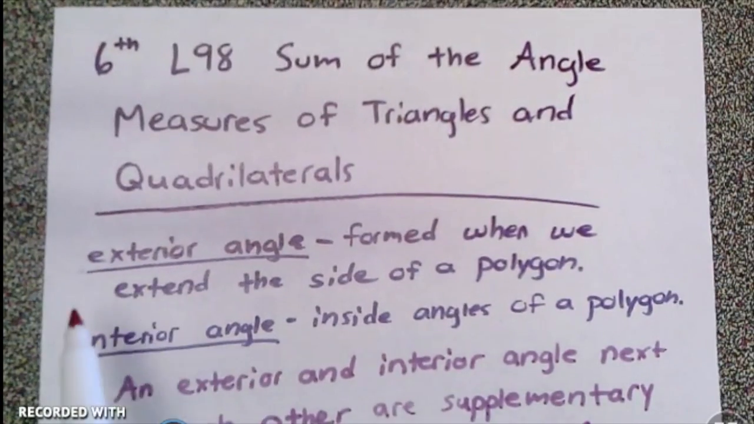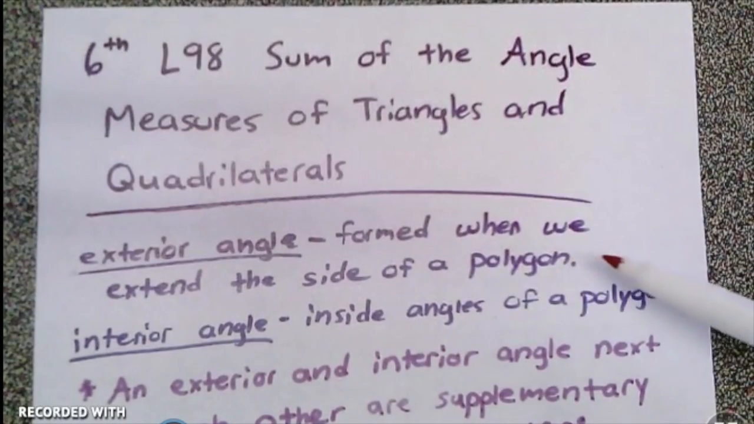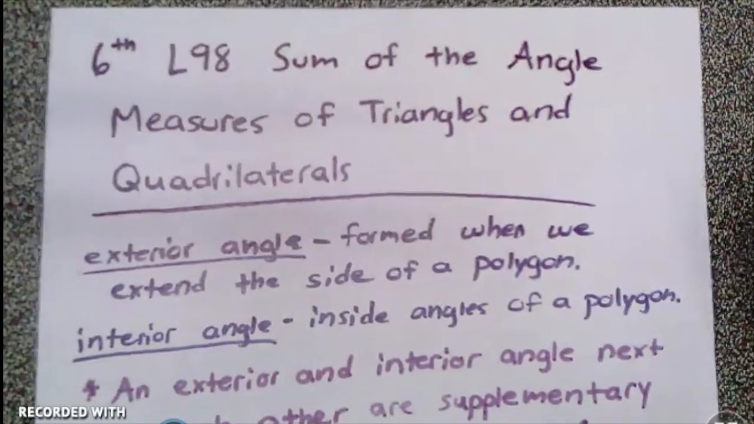Remember, a quadrilateral has 4 sides and a triangle has 3 sides. Our first vocab word is exterior angle. An exterior angle is formed when we extend the side of a polygon.